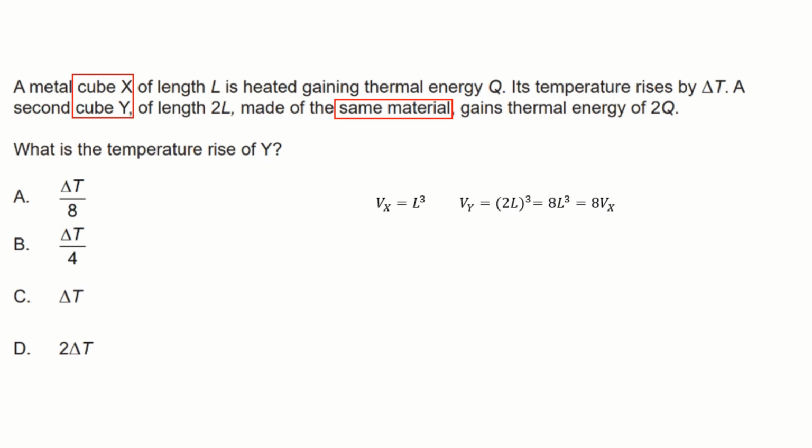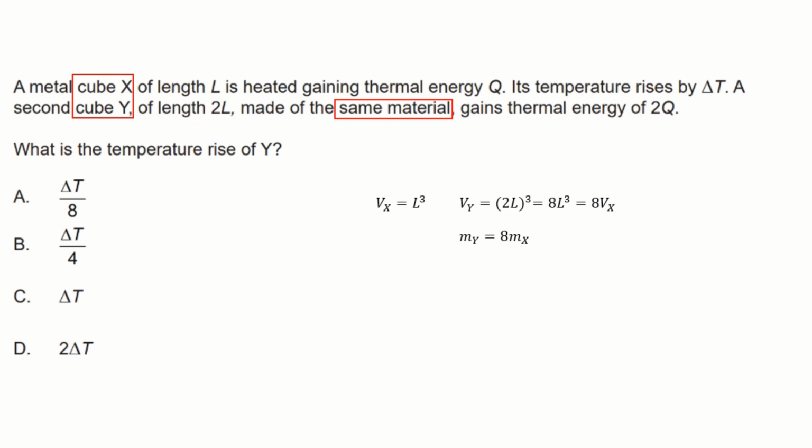Now, what does that mean for our question here? It means that we can compare the masses of the two, because the mass of Y, assuming it's the same material, is going to be 8 times the mass of X. Anything with the same material has the same density. So that's the first time this idea of the same material comes in. Same material, same density. Therefore, their masses are going to be different by a factor of 8.